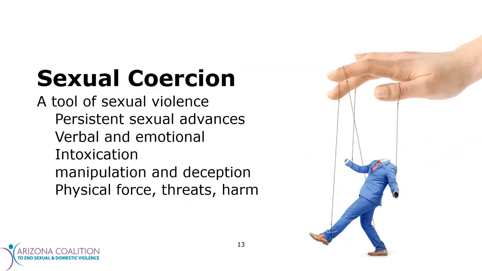So if you recall a couple slides back, sexual coercion was under the umbrella of sexual violence. It could be persistent sexual advances, verbal and emotional manipulation and deceit, intoxication, right? Trying to get someone less coherent or less aware of their surroundings in order to have sex or some sexual activity, or it could be physical force, threats, or harm. And I just want to note that sexual coercion is under the umbrella of sexual violence. However, it is different from the rest of the behaviors and actions such as rape, voyeurism, and so on and so forth, because it's a tool or tactic used to perpetrate sexual violence.